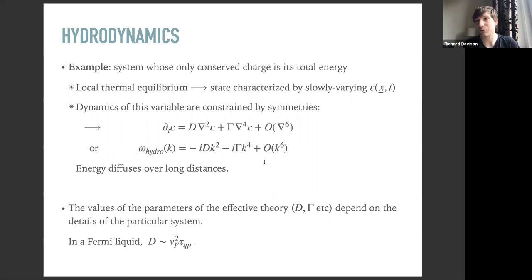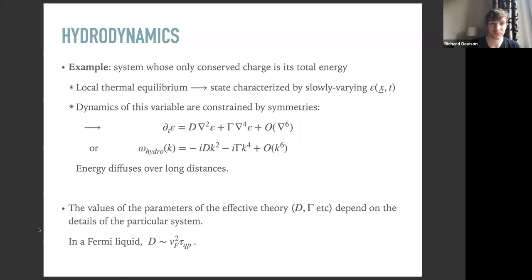Okay, so this was a simple example, and the systems I'm going to be talking about in general are more complicated than this. They have many more conserved charges, and their hydrodynamics is more complicated. But the same principle applies: by restricting ourselves to very long distances and long times, and taking into account the symmetries of the problem, we can put some restrictions on the structure of this Green's function at small omega and small k.